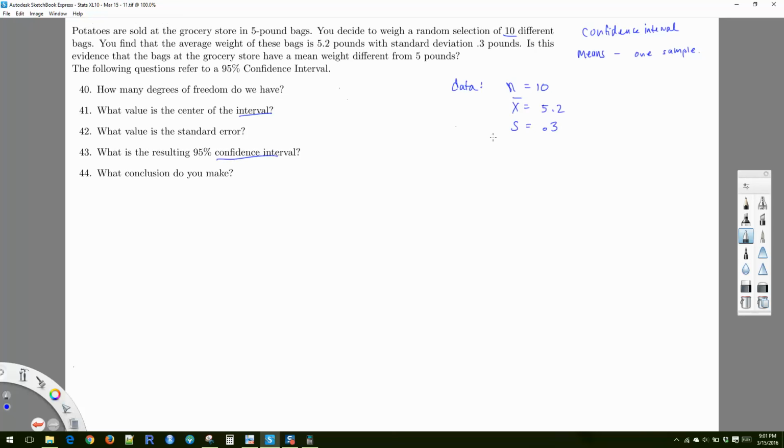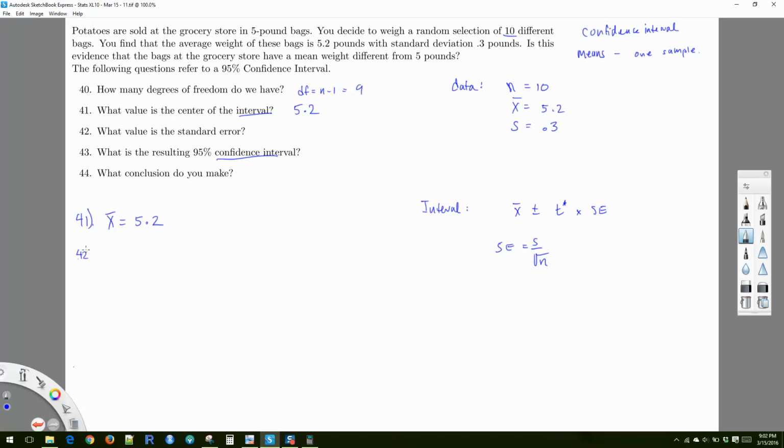Okay? So number one, our degrees of freedom is going to just be n minus 1. I've got 9 degrees of freedom. Okay? As far as 41 goes, what value goes in the center of our interval? So our interval looks like x bar plus or minus t star times our standard error. And our standard error is s over the square root of n. Okay, so what value goes in the center? X bar. So number 41, x bar goes in the middle. We're going to have 5.2.